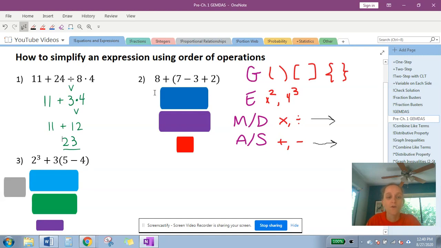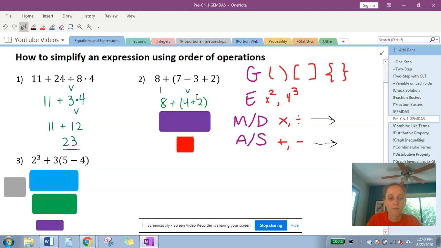All right, on number 2, I have 8 plus, and then in parentheses, 7 minus 3 plus 2. And so because I have parentheses here, I know that I'm going to do everything inside there first. So I kind of do GEMDAS just in the parentheses again. So I have subtraction and addition. And I know that subtraction is first here because it's first when I read it left to right. So 7 minus 3 is 4.